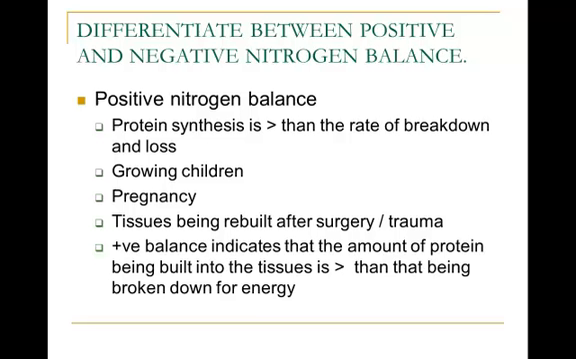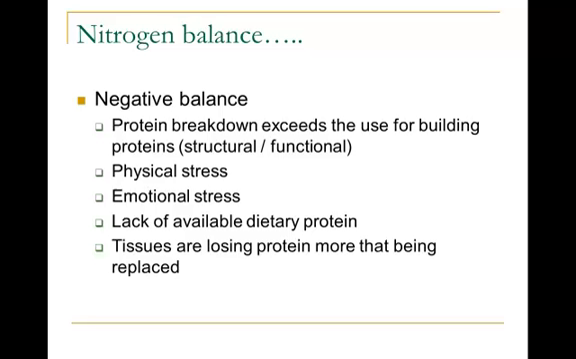So we think about growing children, we think about pregnancy where a new individual is developing. We're hoping that after trauma or surgery, the tissues are being rebuilt, which is why we always want people to be on high protein diets in those cases. A positive balance means that we've got more protein being incorporated into the tissues than what is being broken down or lost. Meanwhile, negative balance is when protein breakdown exceeds what we're using for building.